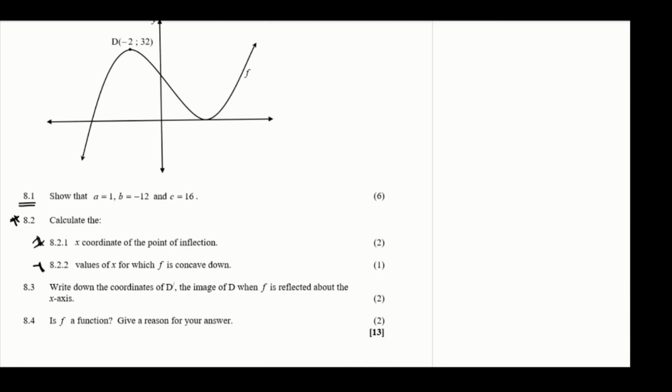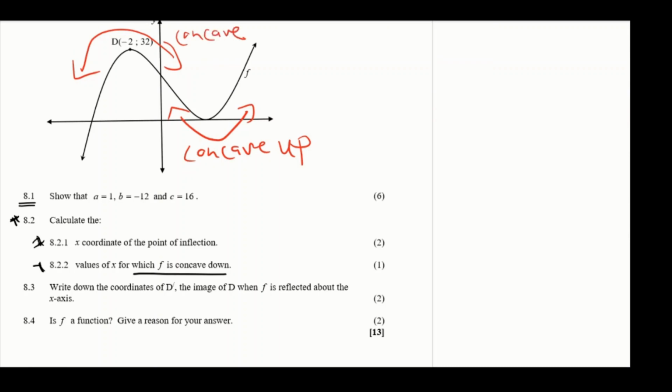8.2.2, we are asked to determine the values of x for which f is concave down. So if you take a look at this graph here, this portion is concave up. This portion here is concave down. So we're going to use the point of inflection to predict the concavity of this graph. We know very well that the x value of the point of inflection is equal to 0, meaning it's somewhere here, right?